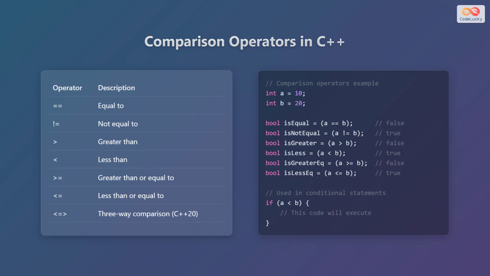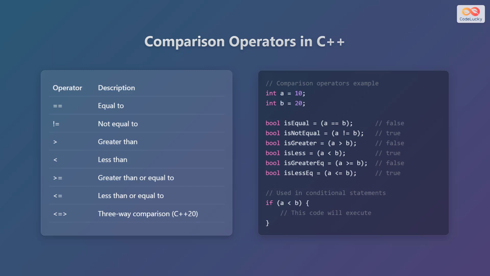Bool isLess is assigned the result of a less than b, which is true because a is less than b. Bool isGreaterEq is assigned the result of a greater than or equals to b, which is false because a is not greater than or equal to b. And bool isLessEq is assigned the result of a less than or equals to b, which is true because a is less than or equal to b.